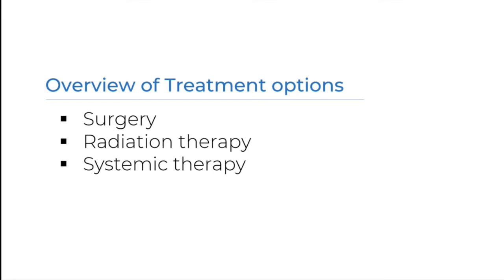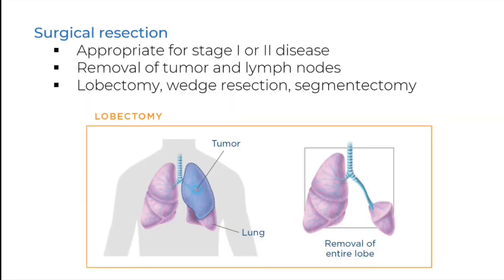So I'm going to talk now about the treatment or the generalized approach to treatment and what the treatment options are for lung cancer. So we'll talk about the overview of options. These are the different types of modalities that we utilize to treat lung cancer: surgery, radiation, and systemic therapy. So these are the 3 different types of treatment modalities for approaching the management of lung cancer.